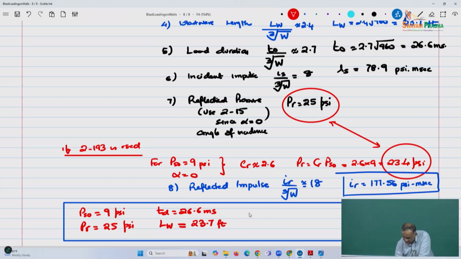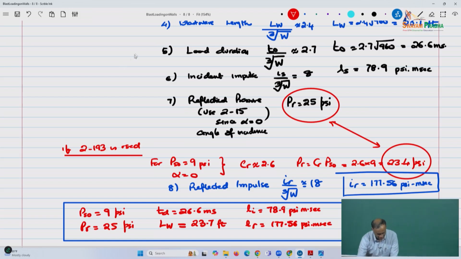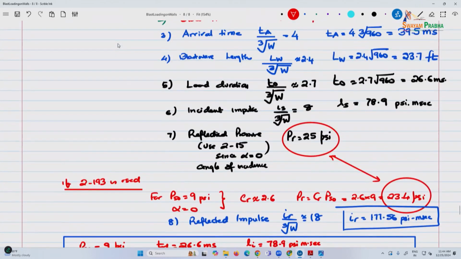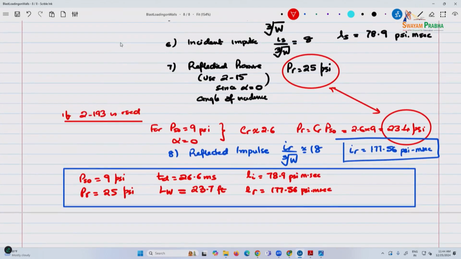And incident impulse is 78.9 psi milliseconds. Also get familiar with numbers, used to numbers. Incident reflected impulse is 170. I like to gather all these at the end because it gives me sort of a sanity check, making sure numbers are where they should be. LW is smaller than what I would expect, but anyway. And then arrival time is 39.5 milliseconds.